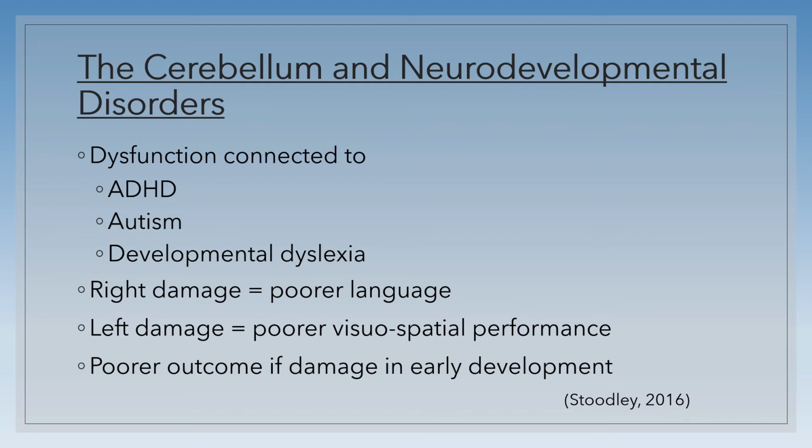Studies have shown that damage on the right side of the cerebellum is typically associated with poorer language outcomes, and left side damage leads to poorer visuospatial performance. It was also determined that damages that occurred in the earlier stages of development more often were associated with poorer outcomes than damages that occurred during adulthood. This therefore indicated that the cerebellum plays a particularly important role during an individual's development.